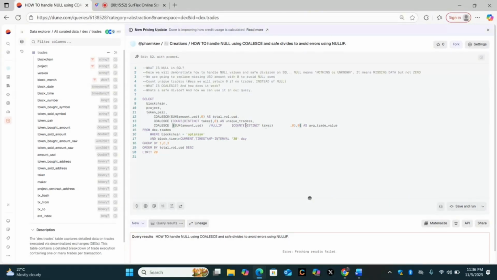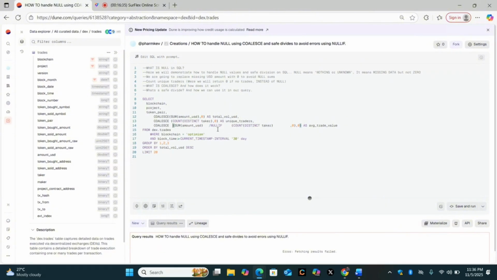Now if this is being counted and it comes out that there is zero, right? It comes out that this thing taker here gives us zero. If there is zero in it, this NULLIF then comes to play, because in mathematics, for example, 10 divided by 0 is an error, right? Any number divided by 0 is an error.